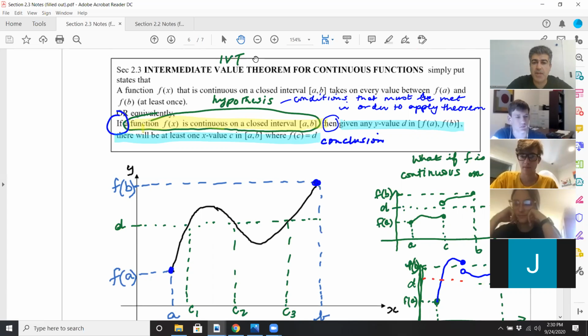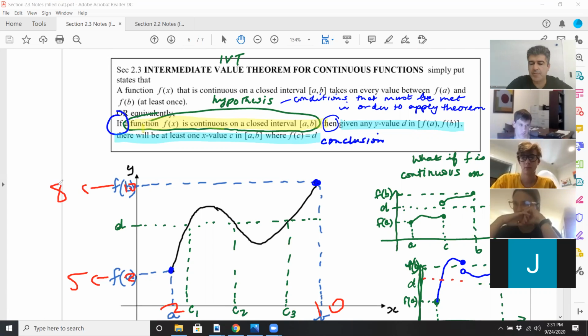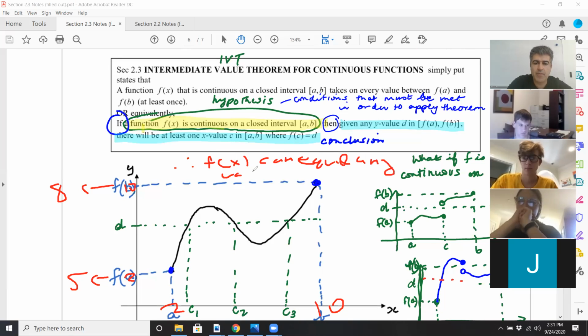Let's make up numbers. Let's say this is x equals 2 and x equals 10. Let's say f of 2 is 5. Let's say f of 10 is 8. Therefore, we use those little three dots as therefore, f of x can equal any value between 5 and 8.